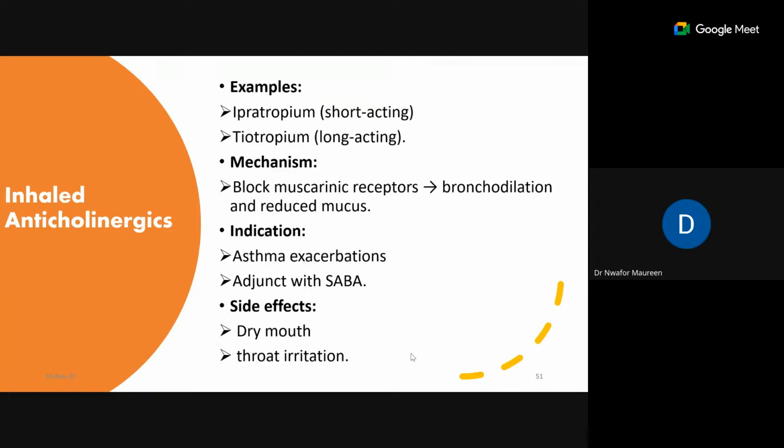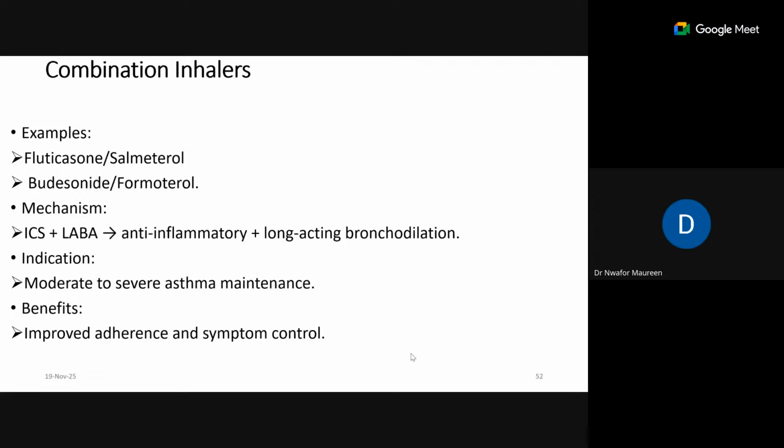Then also we use inhaled anticholinergic agents. All these can still be used to manage asthma, like atropine derivatives. They block muscarinic receptors, causing bronchodilation and reducing mucus secretion. Remember their side effects: dry mouth, throat irritation. You can use them as combination agents. They improve adherence and symptom control. So when you combine an inhaled corticosteroid with long-acting beta-adrenergic agents, you now have both anti-inflammatory action and long-acting bronchodilation at the same time.